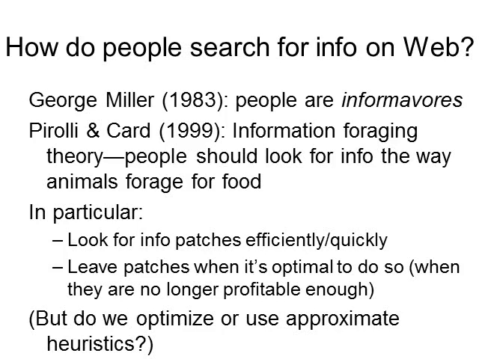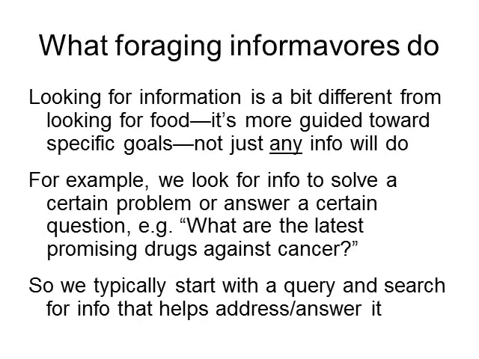Information is a little bit different from food in that we're not just looking for any old information out there, any old sustenance. Often it's targeted, so it's answers to specific kinds of queries, like what are the latest promising drugs against cancer. So often we are doing information search on the web in terms of those kinds of queries.